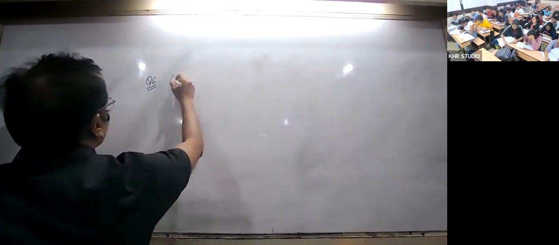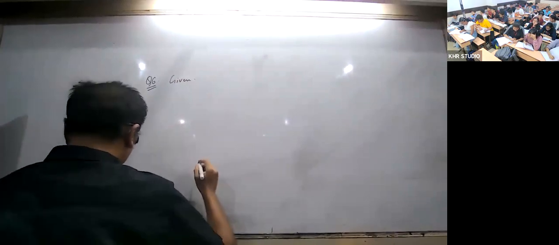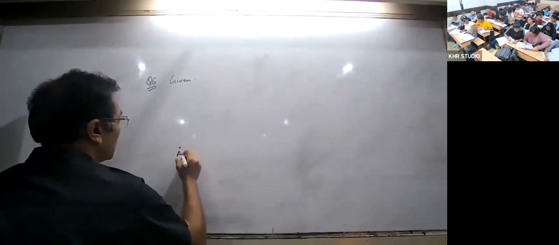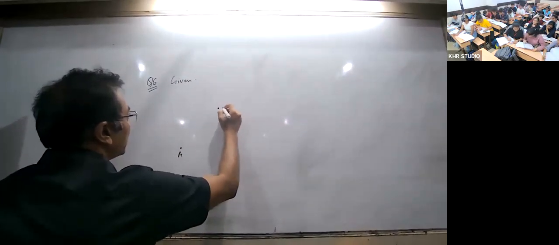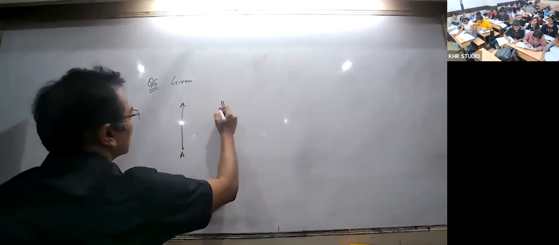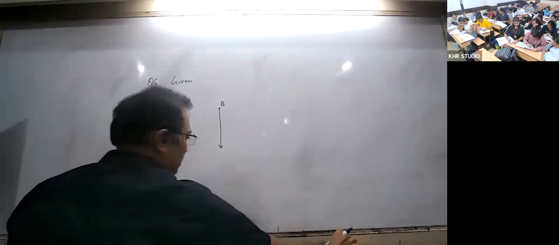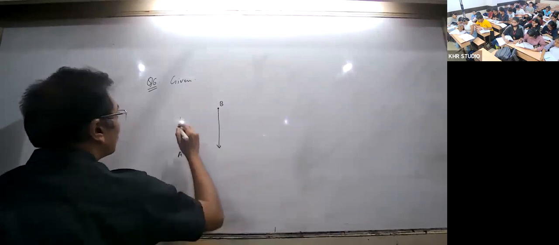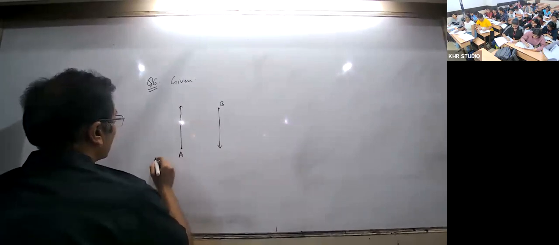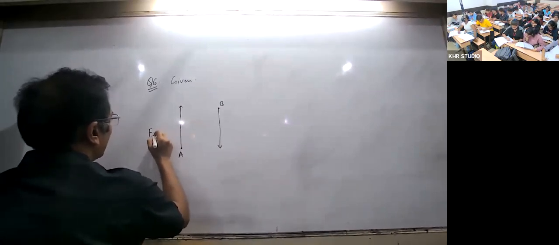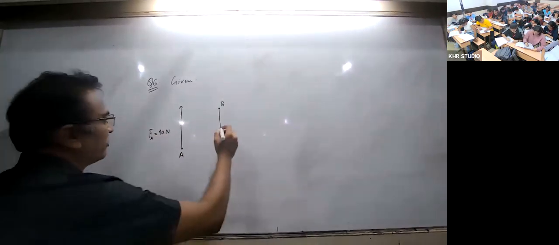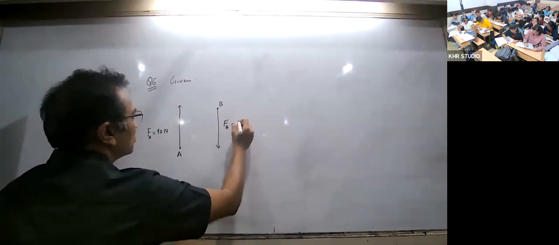What is given? Given 3 points where the force is applied. Here, point A and point B, where the force is applied. At A, it is applied in this direction; at B, it is applied in this direction. What is the magnitude of force? You will have F_A equal to 10 N, and F_B is also 10 N.